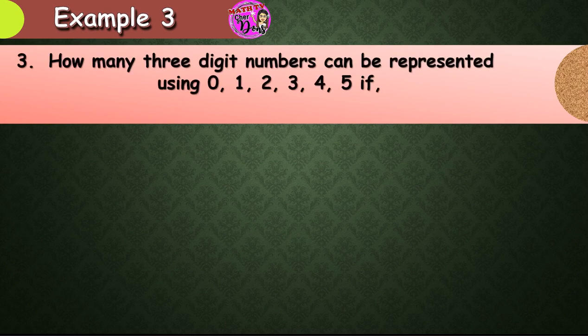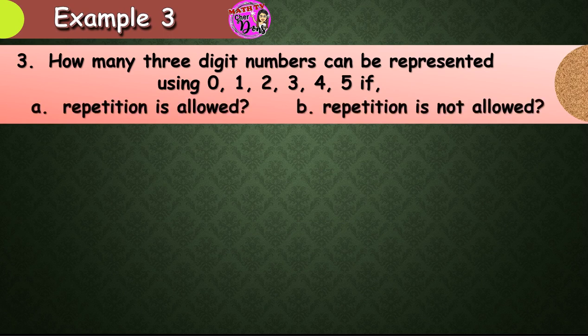For example number 3, how many 3-digit numbers can be represented using the numbers 0, 1, 2, 3, 4, and 5 if letter A, repetition is allowed, and letter B, repetition is not allowed? Okay, we have 0, 1, 2, 3, 4, and 5. For letter A, repetition is allowed.